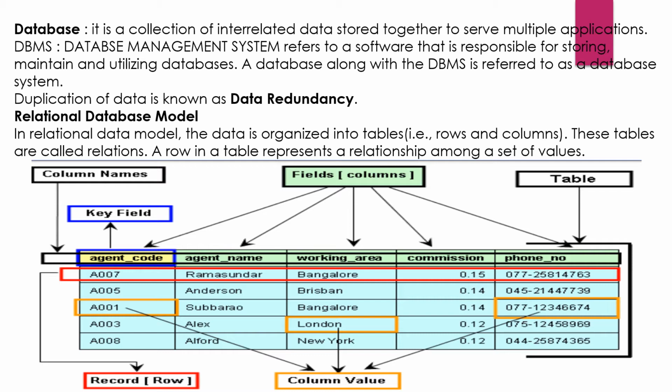Look at this example. Here I take one table having columns agent code, agent name, working area, commission, phone numbers. If you take the first record, this record's data is related to each other and forms a single record, or a single data. So this is the interrelated data stored. This data is stored in the form of tables, that means rows and columns.